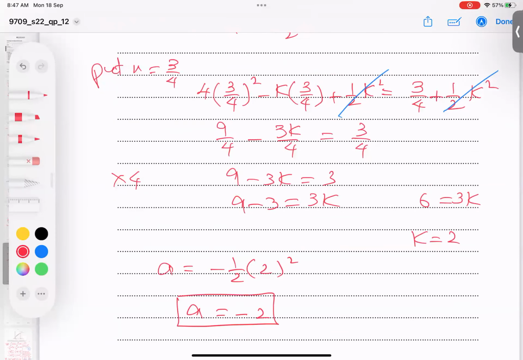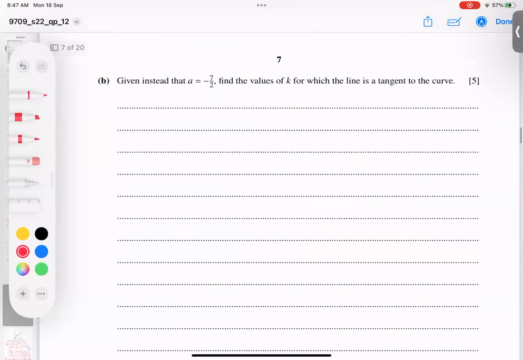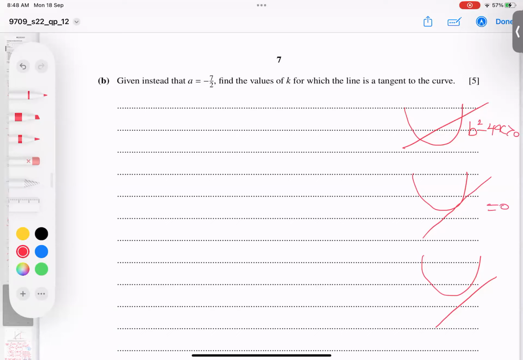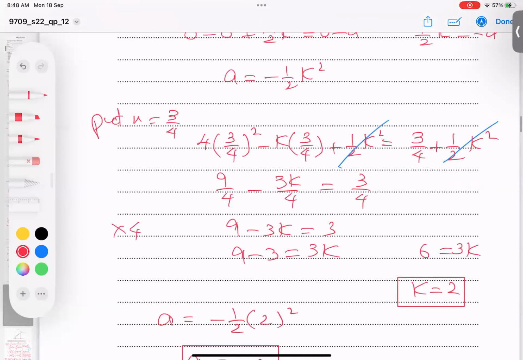I hope the point is very, very clear. So let's go for the next part. He's saying here, part number 2, instead, the a value is negative 7 by 2. Find the k value such that the line is tangent to the curve. We have 3 options, students. This is one option, second option, third option. And all of you know b squared minus 4ac is bigger than 0 here, equal to 0 here, less than 0 here. But the word tangent mentioned is condition number 2. But what is the method? How to start? Job number 1, y equals y. So I'm going to do the same process here.